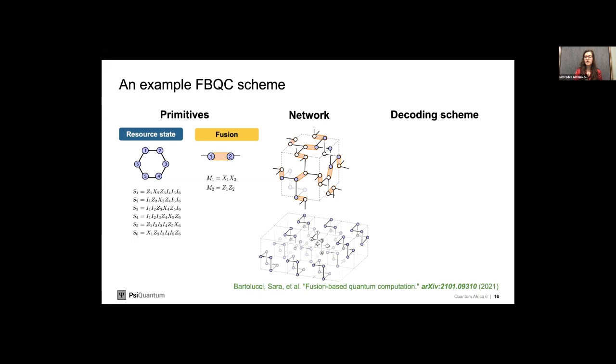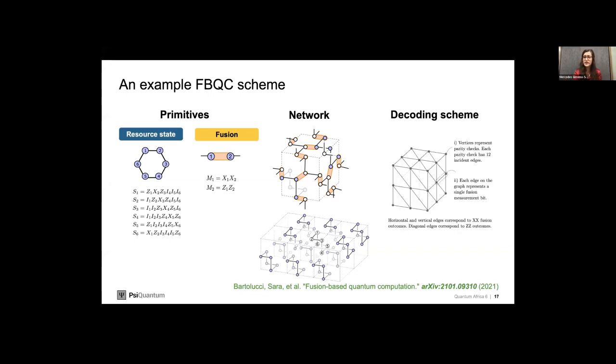This is similar to when we imagine the toric code implemented in superconducting qubits, where we have physical, spatially separated qubits that then have two-qubit gates applied. So here it's very similar, except that we are always assuming that these operations are destructive. Okay. And then the decoding scheme.